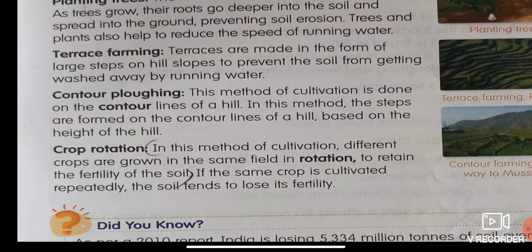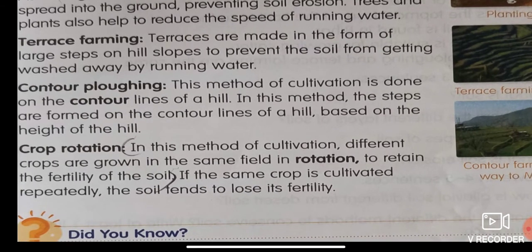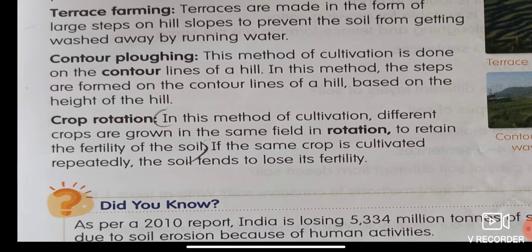What is contour ploughing? This method of cultivation is done on the contour lines of a hill. In this method, the steps are formed on the contour line of a hill based on the height of the hill. And what is crop rotation? In this method of cultivation, different crops are grown in the same field in rotation to retain the fertility of the soil. If the same crop is cultivated repeatedly, the soil tends to lose its fertility.